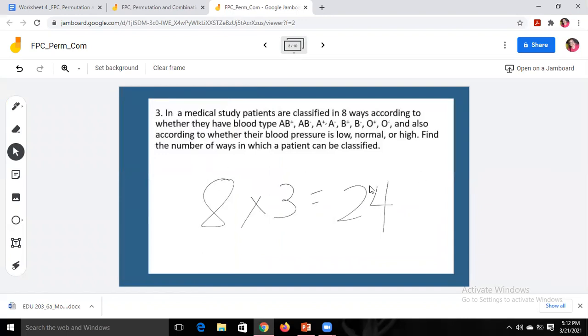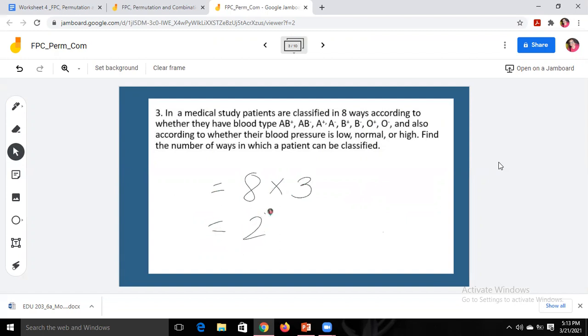Okay, next problem. May sagot na ako nalagay. Okay, sige, alisin natin para ma-explain natin isa-isa. Okay, sabi dito sa problem, there are 8 blood types. Given this AB plus, AB minus, A plus, A minus, B plus, B minus, O plus, O minus. So you have 8 blood types. Times blood pressure is either low, normal, or high. So you have 3. Again, that's by FPC. So just multiplying, we have 24 ways that a patient can be classified.